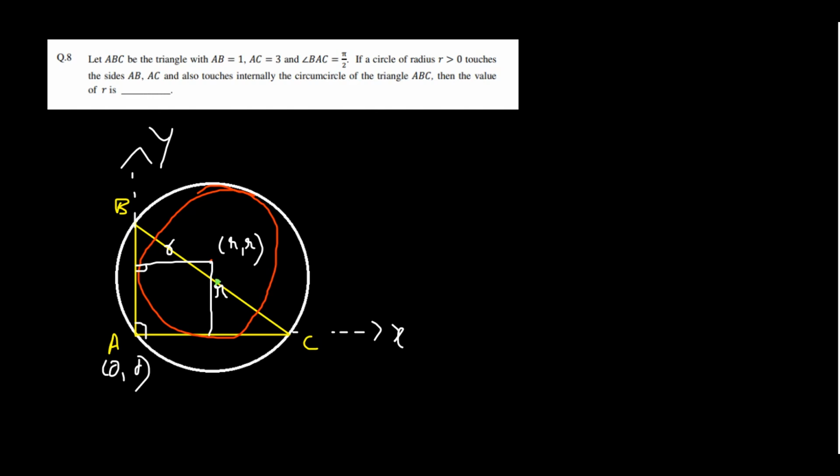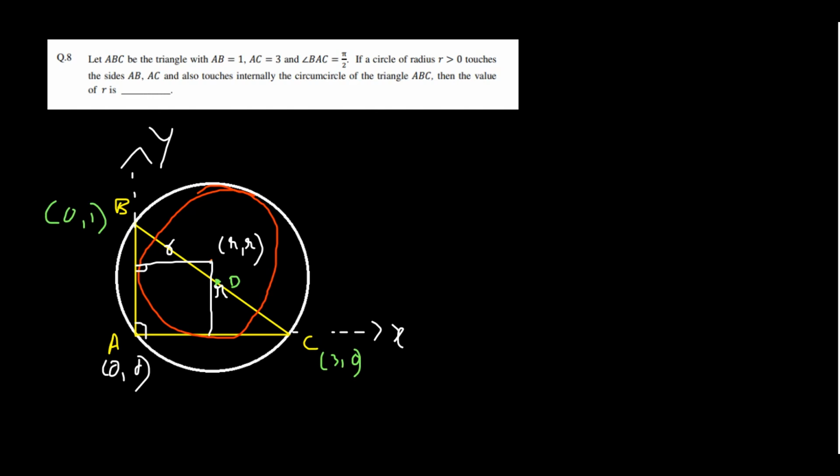Also this PD, if we just join this PD and produce it, it will cut the circle somewhere here at this point, and we know that for this triangle the length of circumradius is half of the hypotenuse. Now this D and this point, suppose we name it as E, so D denotes the circumradius of the triangle ABC. So D is the circumradius of triangle ABC.